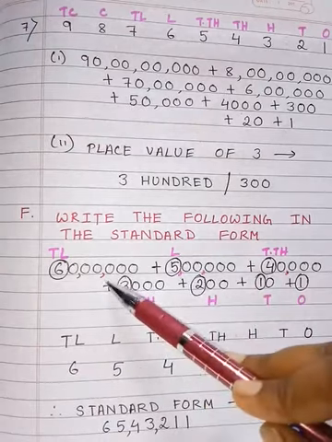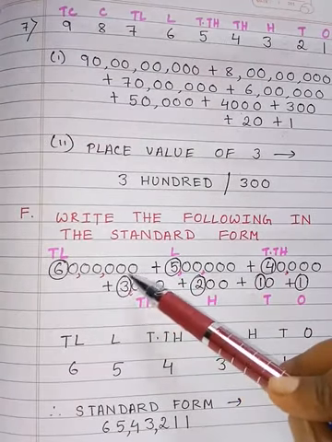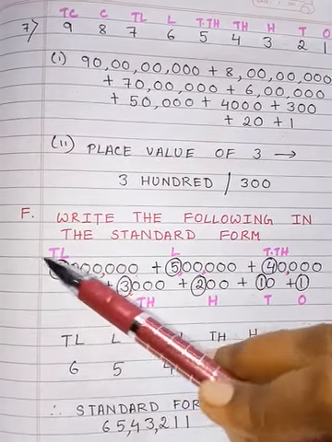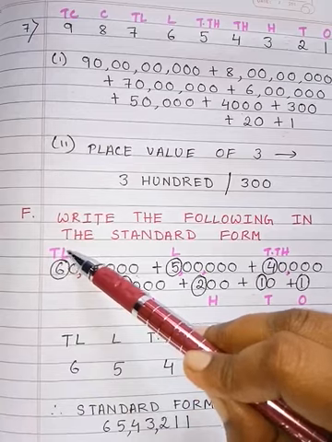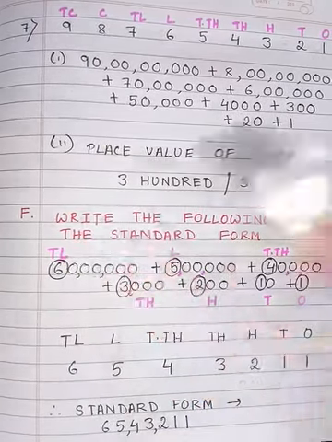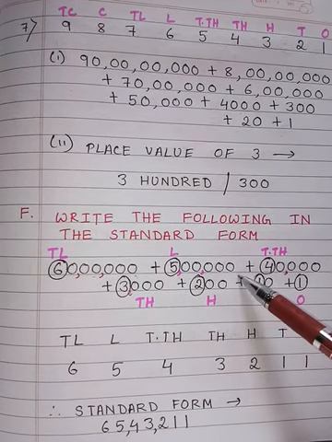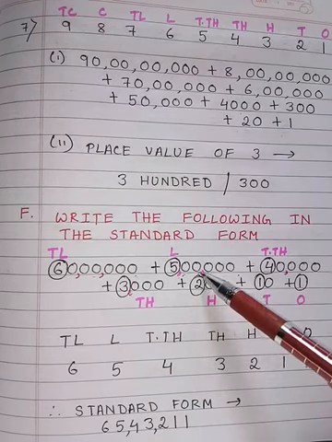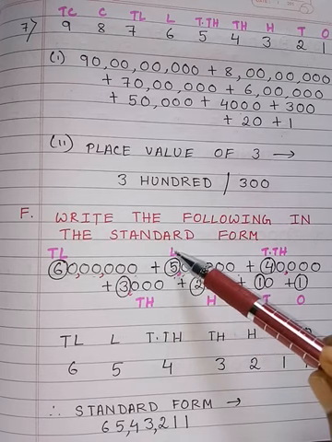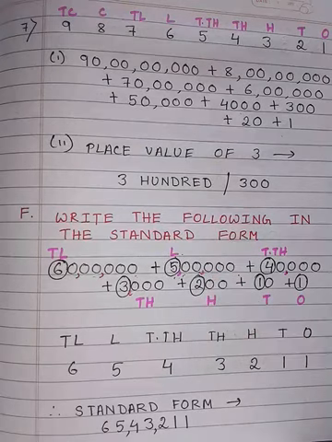In the first one, this is the ones period, this is the thousand period, and this is the lakhs period, and 6 is in 10 lakhs. So mark it 10 lakhs and circle 6. Here, this is the ones period, this is the thousand period, and this is the lakhs period. This 5 is in only lakhs. So write down L and circle it.